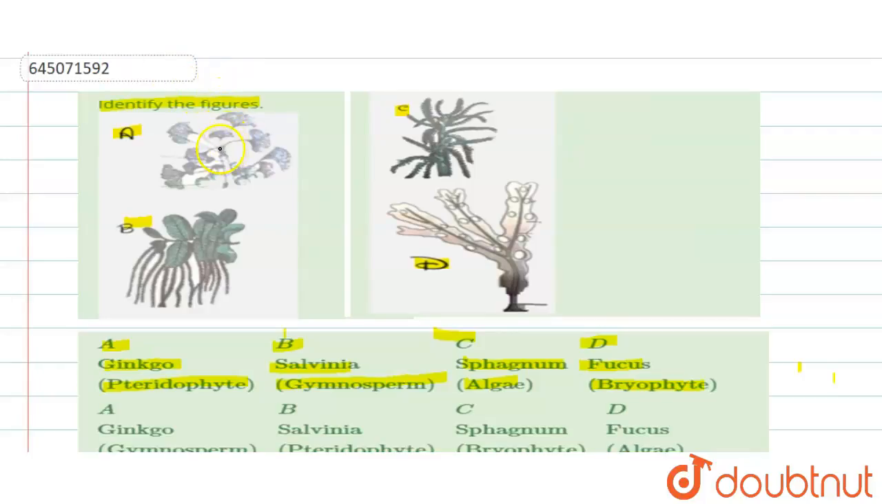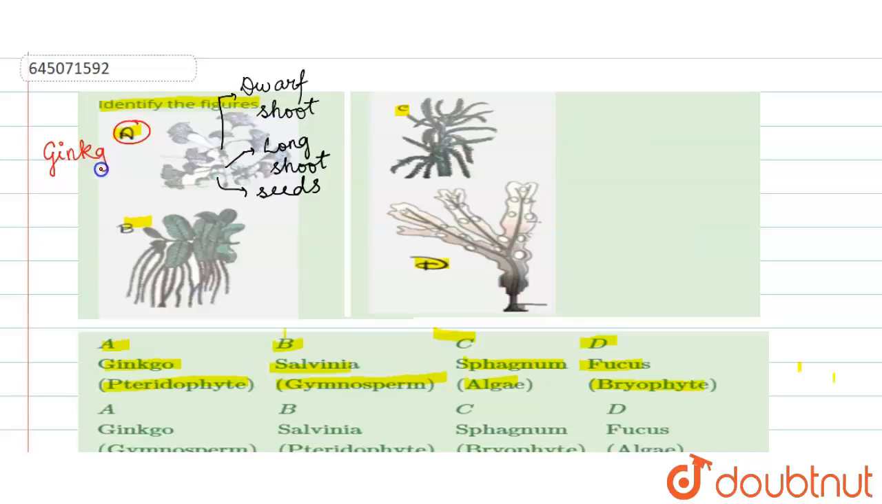Look, this part of plant A is the dwarf shoot. Below that, the long part is known as the long shoot, and below that these circular structures are known as seeds. So if we see these structures in a plant, then it will be ginkgo.